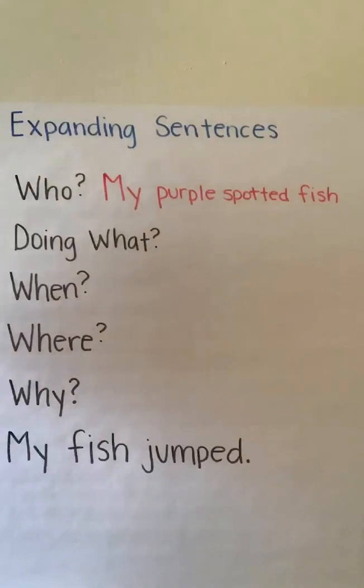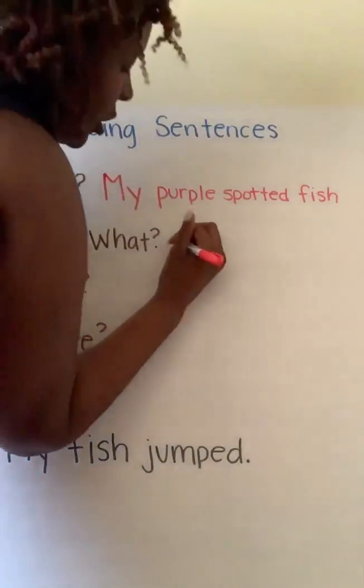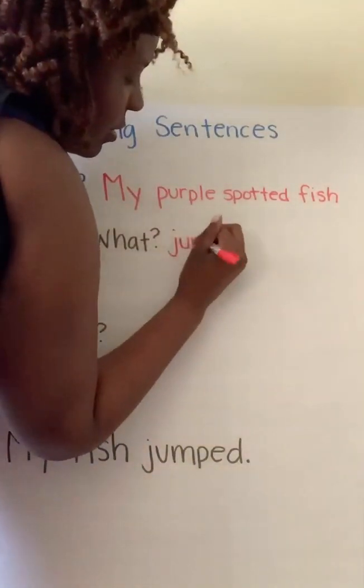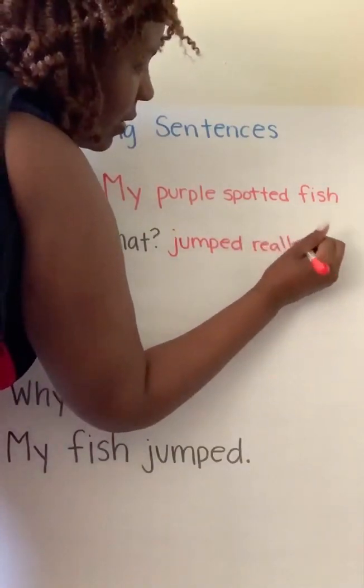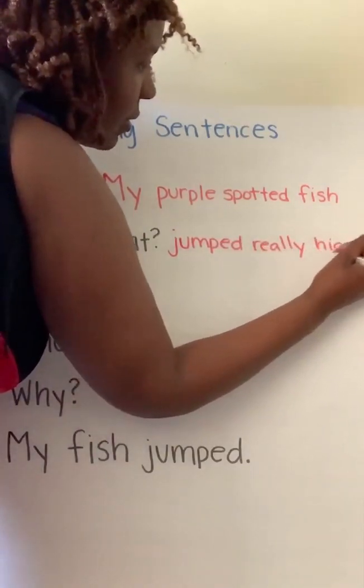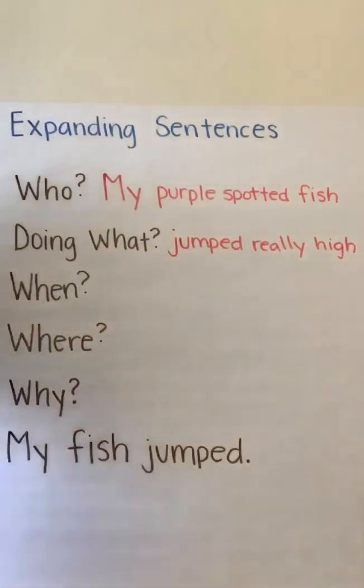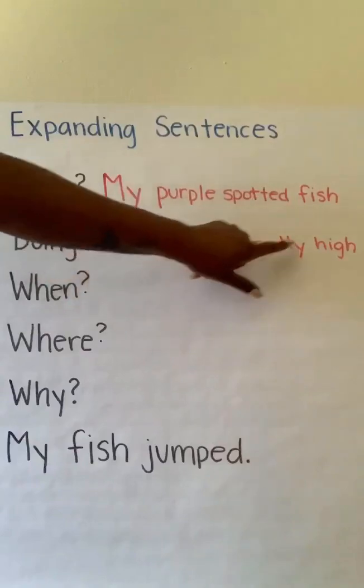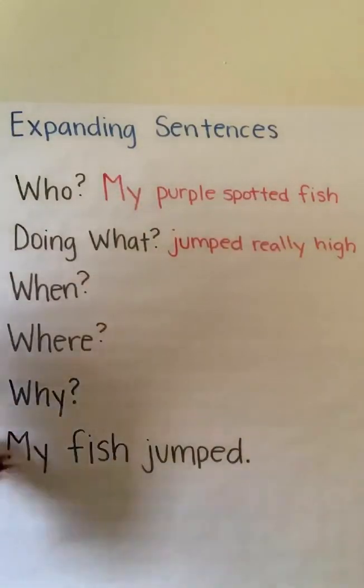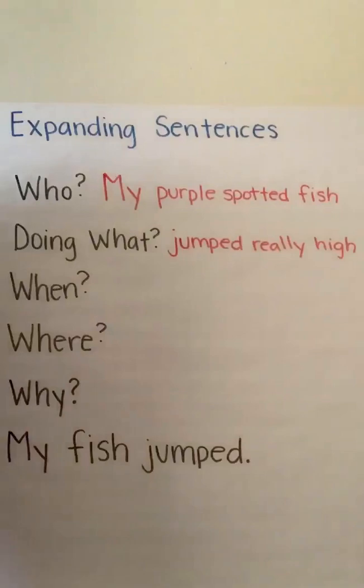I'm going to say that it jumped really high. So, my purple spotted fish jumped really high. So far, I have 1, 2, 3, 4, 5, 6, 7 words compared to just these 3 words down here. But let's keep making it a little longer.